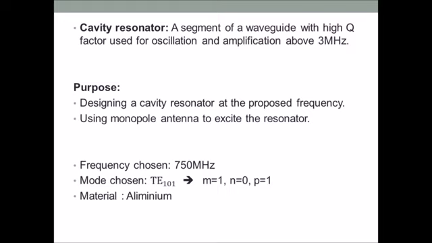In this project, I'll be using monopole antennas, one to excite the resonator and the other to observe the output signal. I have chosen the frequency as 750 MHz and the mode as TE101, which makes n and p 1 and n 0. I have used aluminum foil to cover the box and construct the conducting walls of the cavity resonator.